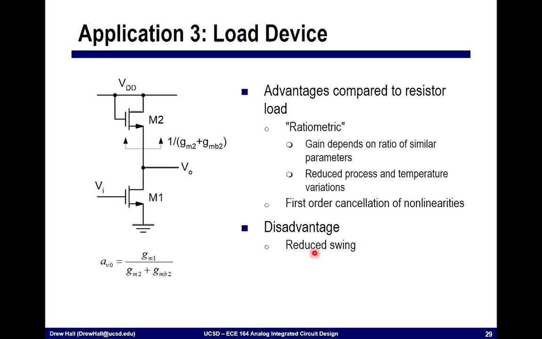Again, one of the disadvantages is the reduced swing. Okay, so essentially this node, I'm limited to this being VOV plus VT less than VDD, and I have to have 1 VOV to keep this device in saturation, so I've effectively burned 2 VOV plus 1 VT. Okay. So this is not a great circuit for high gain, but it is effective for gains, let's say, less than 10.